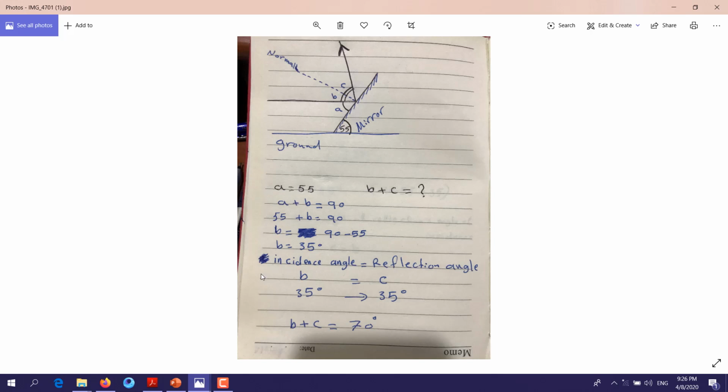In the reflection law, we have a rule that says the incidence angle is equal to the reflection angle. This is incidence angle B. The incidence angle is always equal to the reflected angle. Now if B is 35 and it's equal to C, then C will also be 35. Now B and C, both of them, are equal to 70.